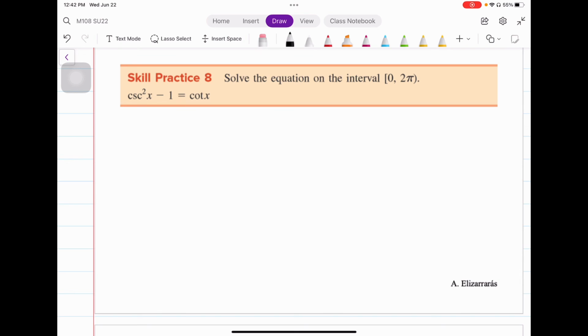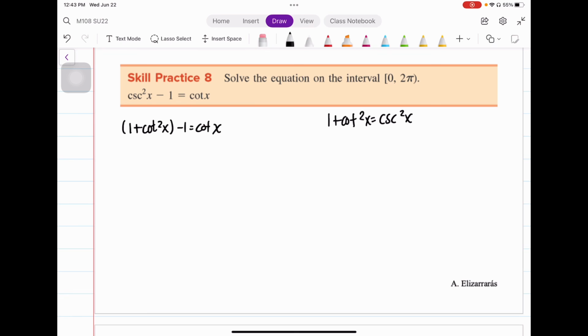All right, let's solve the equation on the interval from 0 to 2 pi involving cosecant squared and cotangent squared. Cosecant squared is 1 over sine squared. I don't really want to solve 1 over sine, so I want to use a Pythagorean identity to rewrite cosecant squared. And I know that cosecant squared equals 1 plus cotangent squared. So I'm going to replace cosecant squared x with 1 plus cotangent squared x.